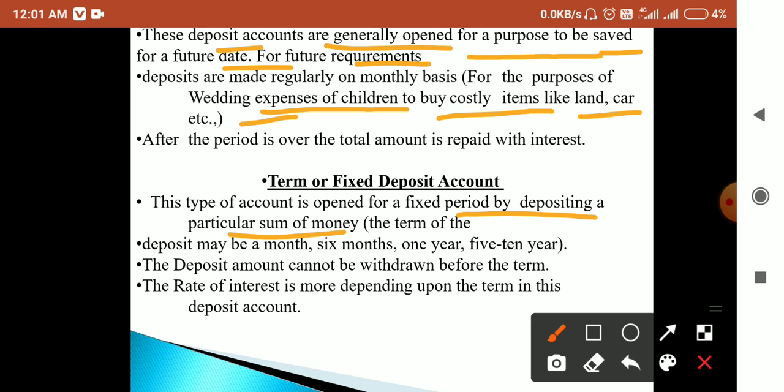The deposit may be a month, 6 months, 1 year, 5 years or 10 years. Before the term, we cannot withdraw, but in case of emergency we can withdraw the amount also, but they collect some fees or charges also.